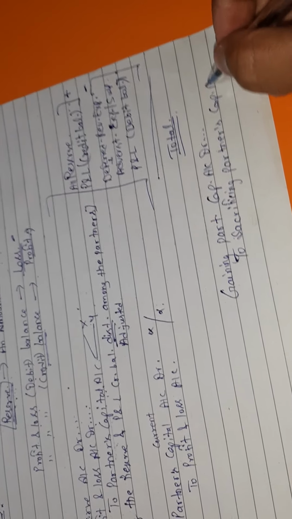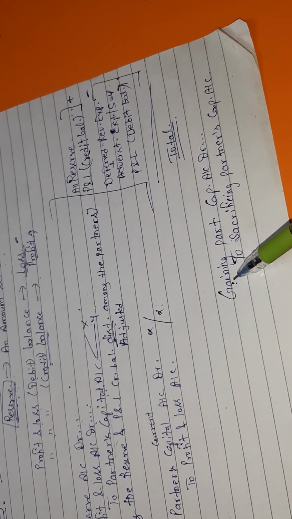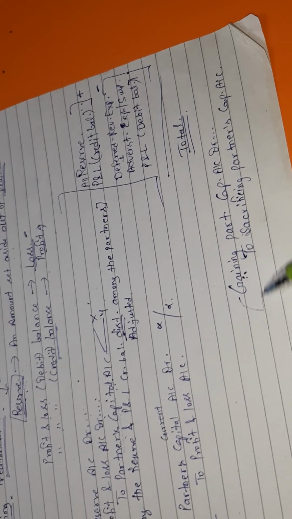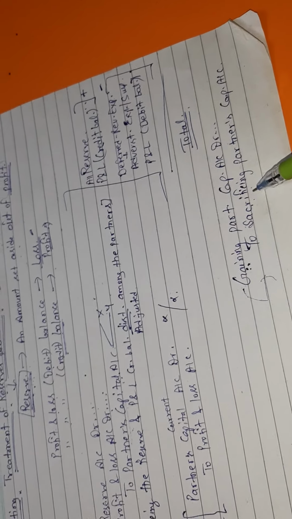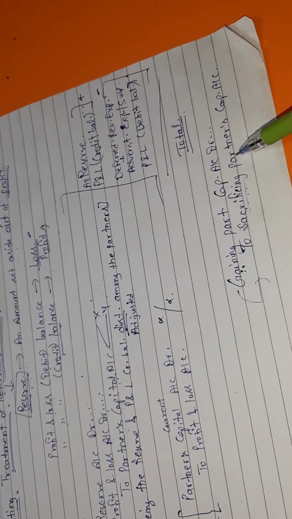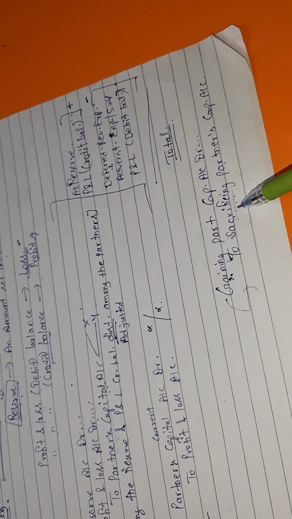Why are we passing this entry? Because whosoever is gaining, that partner will give some amount to the sacrificing partner. Means the amount which is sacrificed by the sacrificing partner. So in this case, the gaining partner will give some amount to the sacrificing partner.